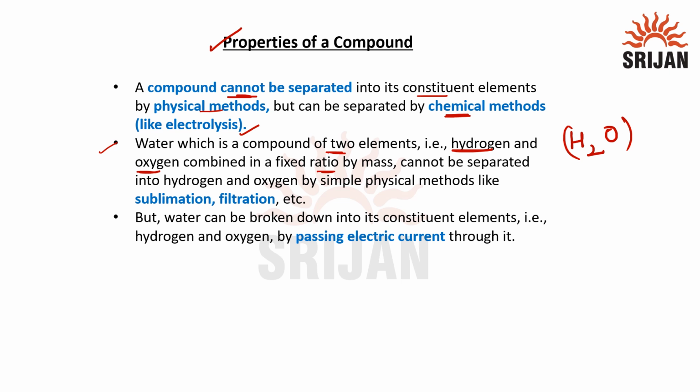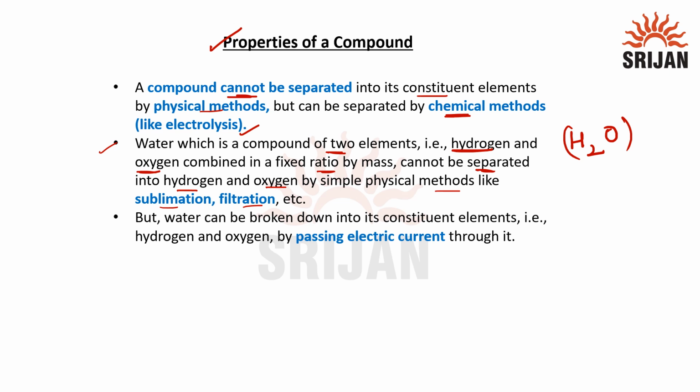So they cannot be separated into hydrogen and oxygen by simple physical methods like sublimation and filtration. So what is sublimation? It is the conversion of a substance from the solid to the gaseous state without becoming liquid, right? The next is filtration. It is the process in which solid particles in a liquid or gaseous fluid are removed by the use of filter paper, or we can say filter medium, that permits the fluid to pass through but retains the solid particles.